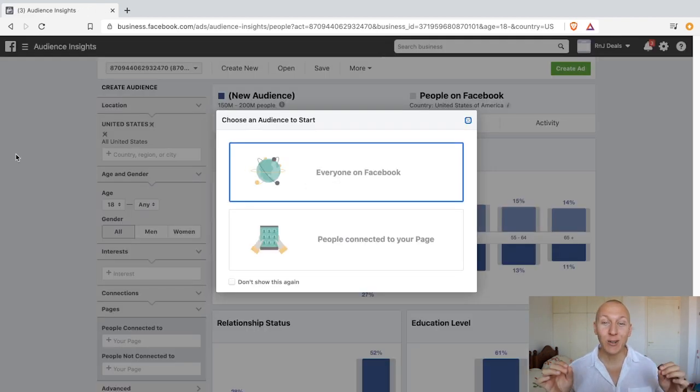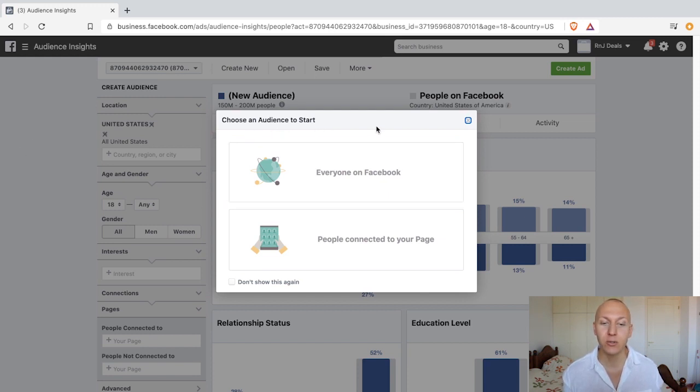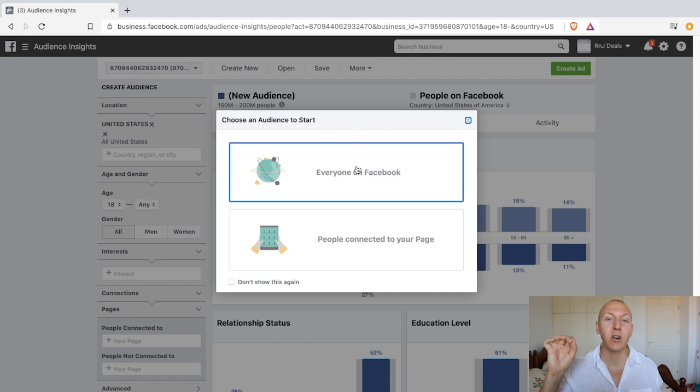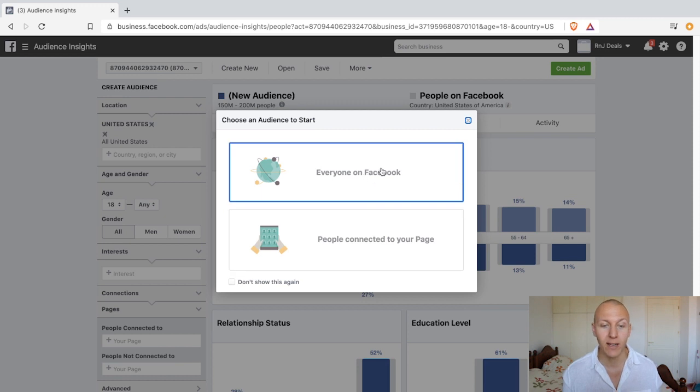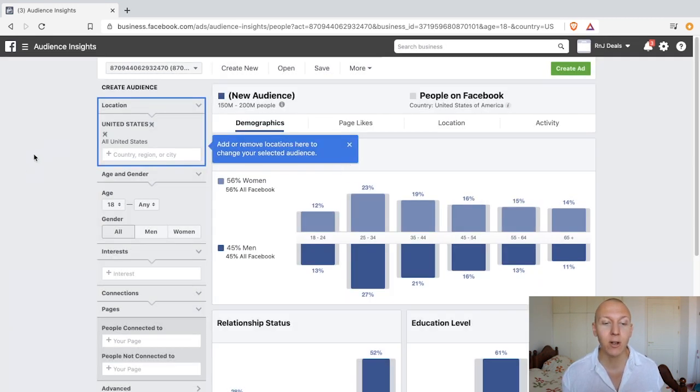So this is where we start digging for information, right? This is where all of our previous learning and also understanding the pixel comes into play. The first thing we do is choose an audience. We can choose to either dig on everyone on Facebook or only people connected to our page. Because we want to learn how to target our core audience, we want to look at everyone on Facebook. We're going to do this later on when we actually have people coming into our page and when we can use that type of audience. But this is too early for that, so we're going to click on everyone on Facebook.